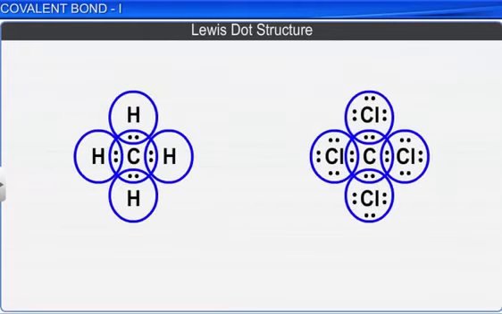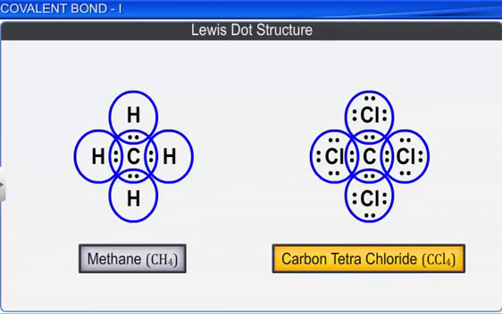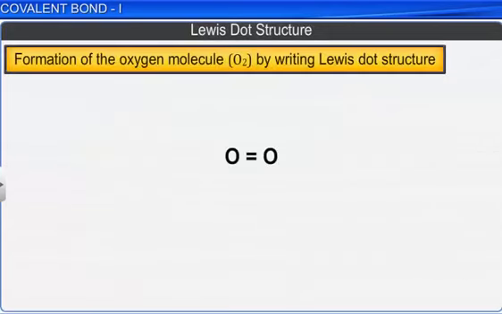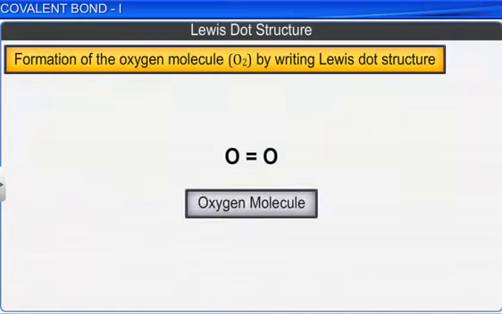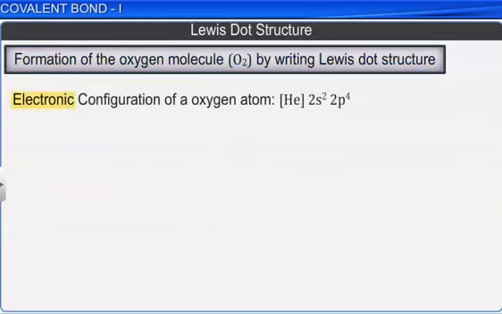Similarly, let us look at Lewis dot structures which depict the formation of covalent bonds in methane and carbon tetrachloride. Now, let us understand the formation of the oxygen molecule by writing the Lewis dot structure. The electronic configuration of oxygen atom is helium 2s2 2p4. It has 6 electrons in its valence shell. Hence, it needs 2 more electrons to attain octet.